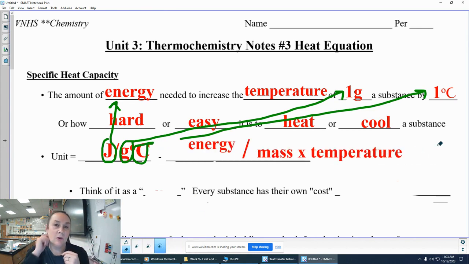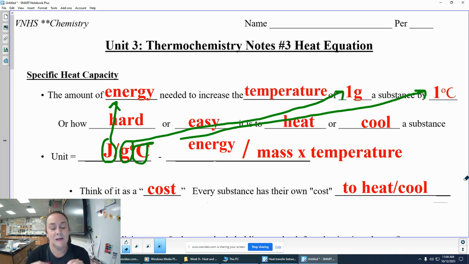Okay. So again, if you want to look at it a different way, it's how much energy it takes to heat 1 gram, 1 degree Celsius. So it's the cost. It is how much did it cost to heat up my aluminum? It cost a lot. So you can think about it as a cost to heat and cool, and every substance has its own, like its own density. Every substance has its own specific heat capacity as well. So every substance has its own cost to heat or cool. Some things heat and cool quickly, and some things do not heat and cool quickly.